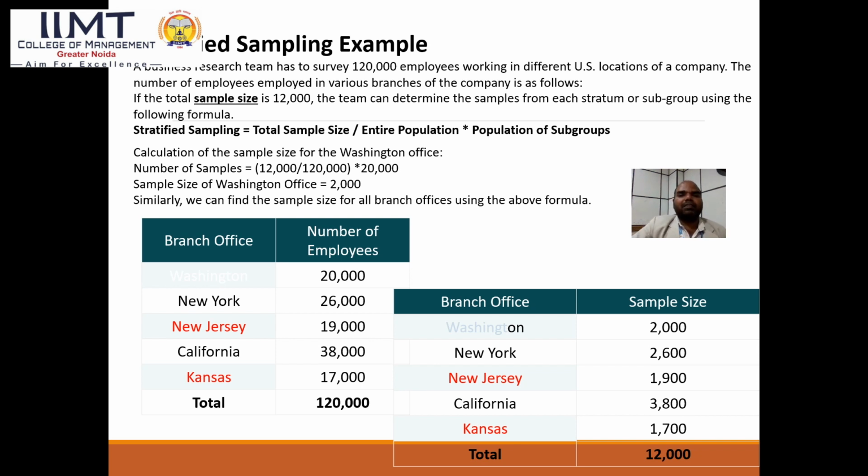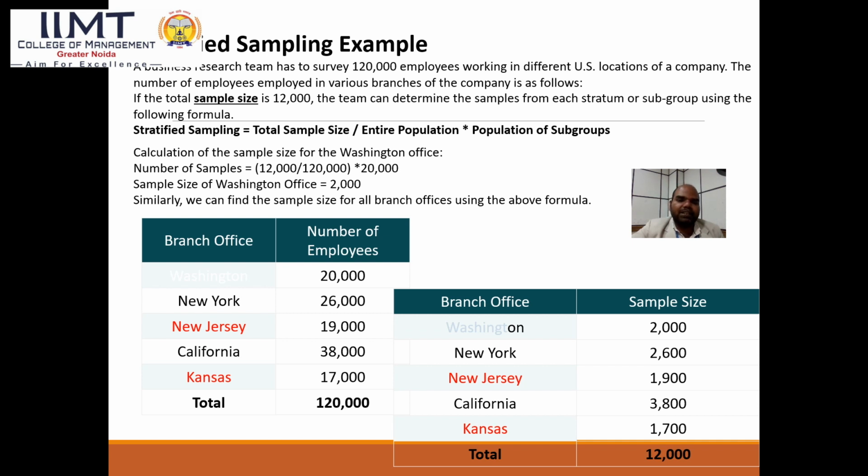Stratified sampling formula is given here. A business research team has to survey 1,20,000 employees working in different US locations of a company. The number of employees employed in various branches of the company is given here. If the total sample size is 12,000, the team can determine the sample size from each stratum subgroup using the following formula and chart given here.